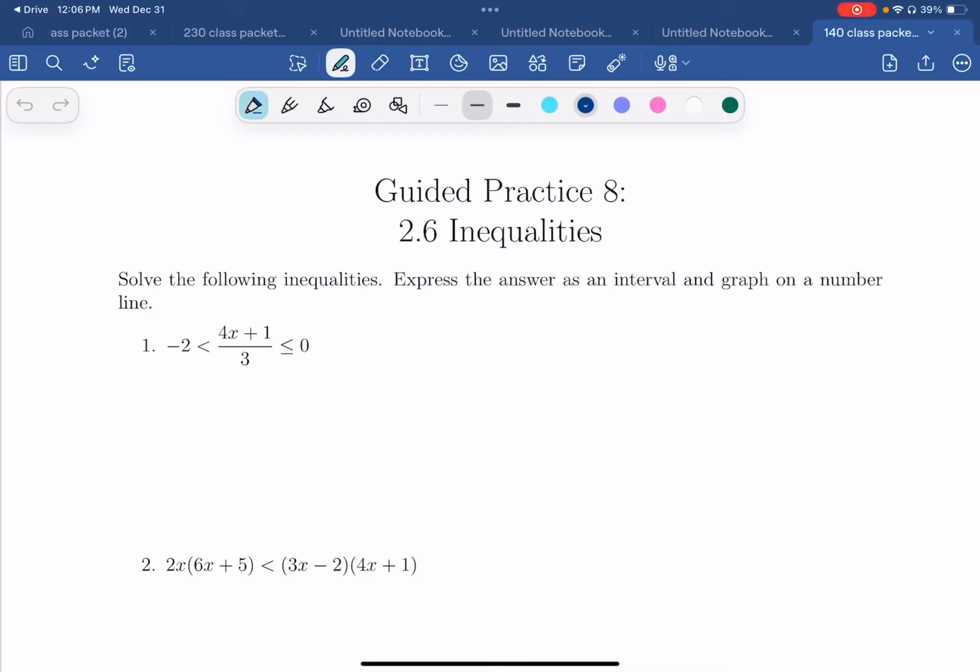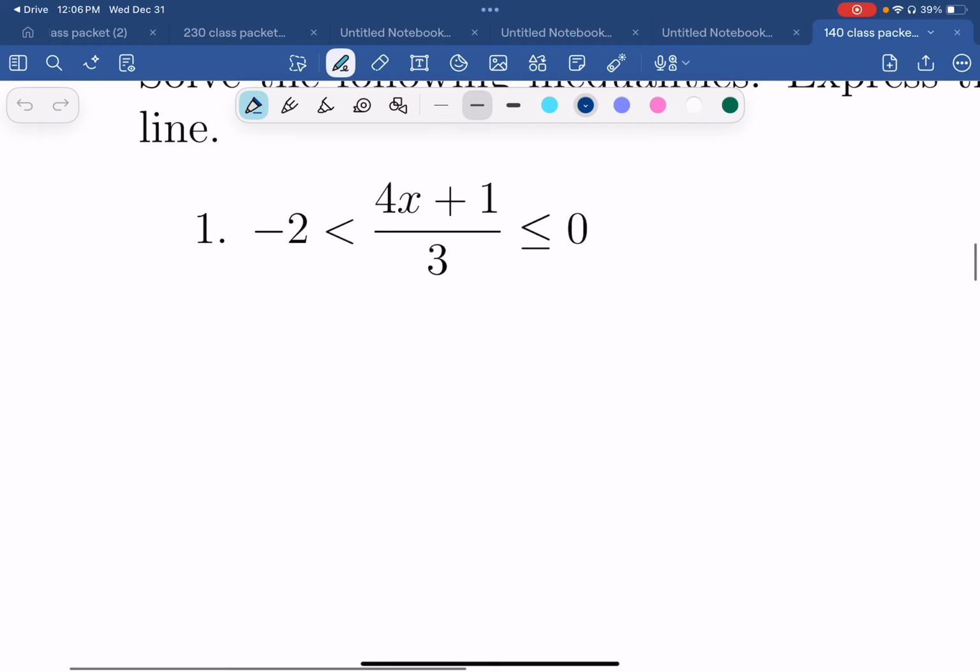Hey there, we are working on guidance practice 8 today. This is section 2.6 on inequalities. So we're going to go ahead and be solving our inequalities. And remember, the important thing to remember here is that if we multiply or divide by a negative number, we have to flip our inequalities, by any negative quantity. So in this particular case, for number one, we're trying to solve for this x right here.